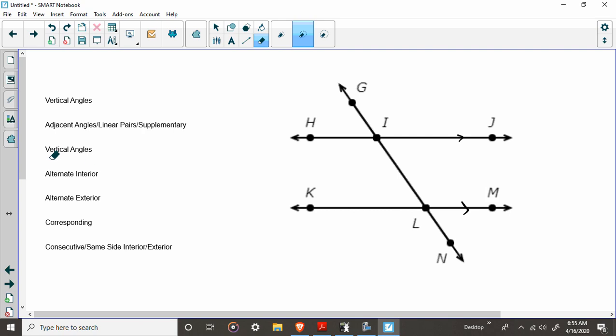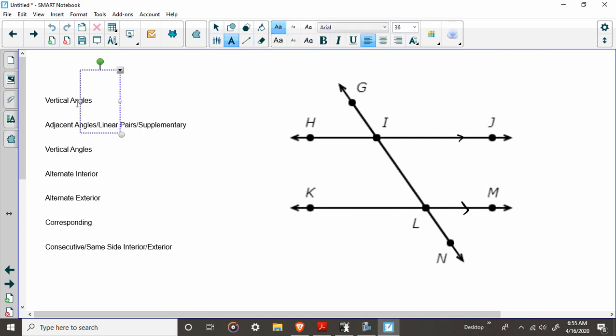All right. I did put vertical angles. None of you guys are going to stop me, right?